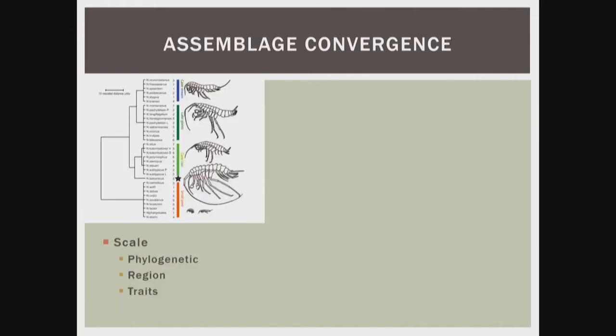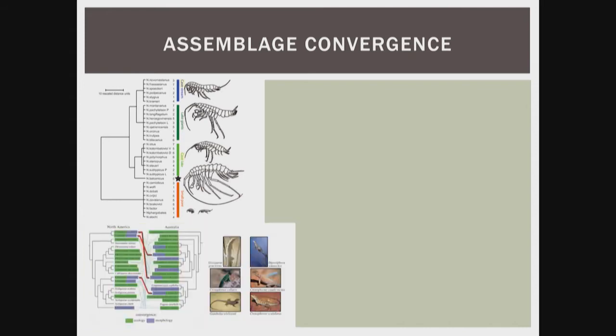And so generally in studies, when they look at convergence, they're looking at pretty limited scales. Phylogenetically, they're looking within a single genus, like these amphipods, or the famous examples with Losos and the Anolis lizards in the Caribbean. They're really looking within a single genus. Not only is it phylogenetically limited, but oftentimes regionally limited. They're looking at one or two areas, or even within a single area.